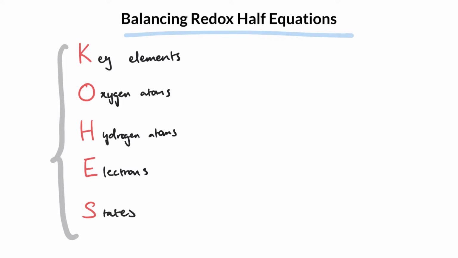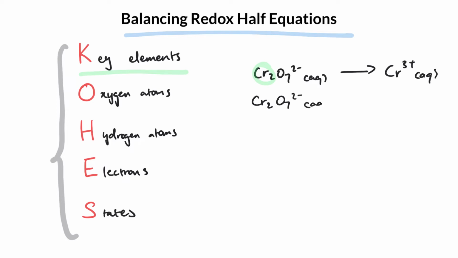Now let's take a look at an example. Say we want to balance the reduction of the dichromate ion into chromium ions. Well, first we have to balance our key elements. In this case, it would be our chromium. We have 2 on the left side, 1 on the right side. So what we need to do is double the chromium ions on the right side.